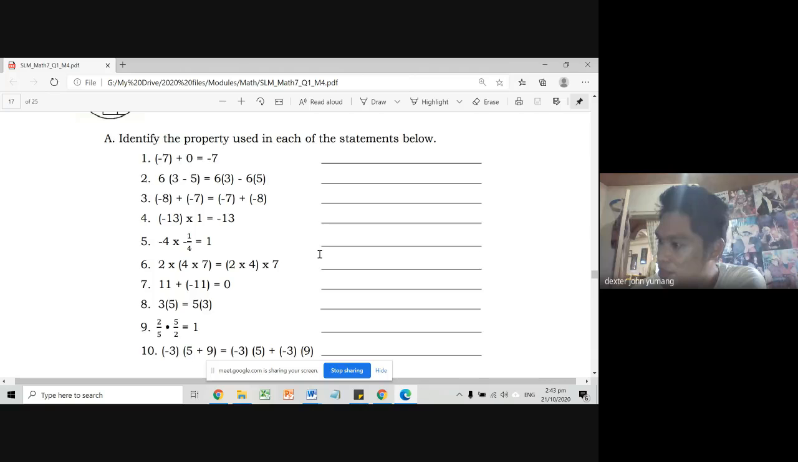Next, number 2. Ano po ang nangyari dyan? Distributive or distributive property. So dyan po, distributive po ang nangyayari dyan. Number 2. Again, number 2 is distributive. 2 points po ang tama, 1 point po ang mali. Next, number 3.